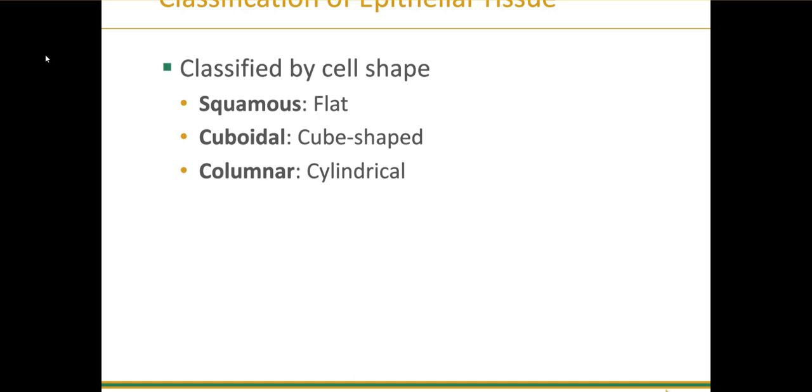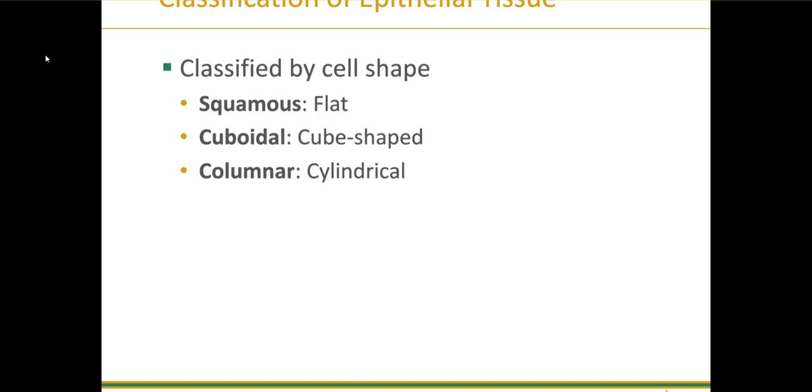If you look on page 76, it divides the epithelial tissue into the cell shape and the cell layer. So the first one is the cell shape. Squamous means it's a flat cell. Cuboidal is a cube-shaped cell, and columnar is a cylindrical shaped cell.